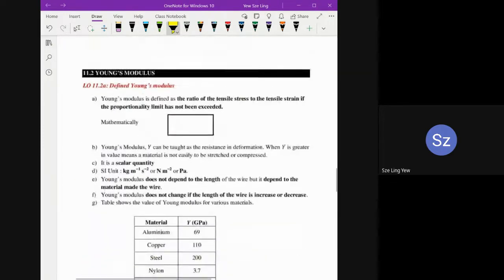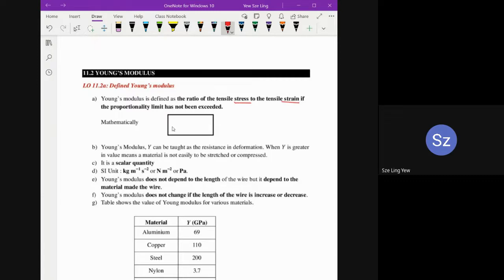Now let's move on to 11.2 Young modulus. So Young modulus involves calculations. We have calculations starting from this point. The main focus in chapter 11 is actually Young modulus. Now, what is Young modulus? Young modulus is defined as the ratio of tensile stress to strain. This is a ratio, if the proportionality limit has not been exceeded, that is one of the conditions.